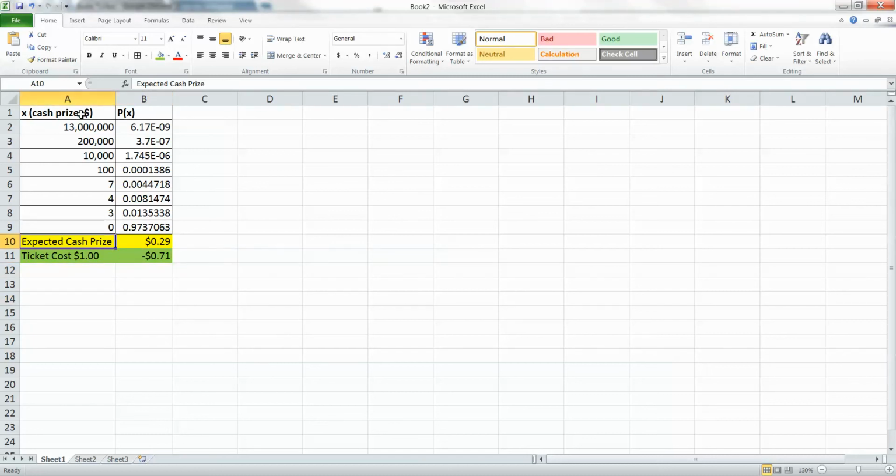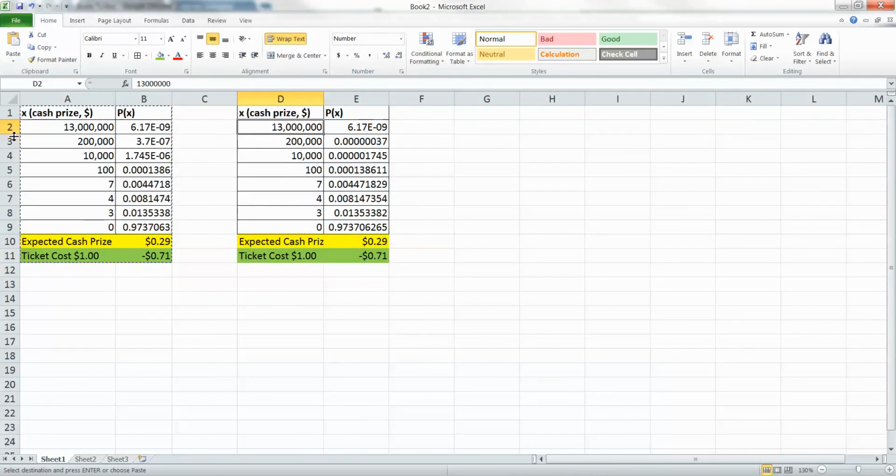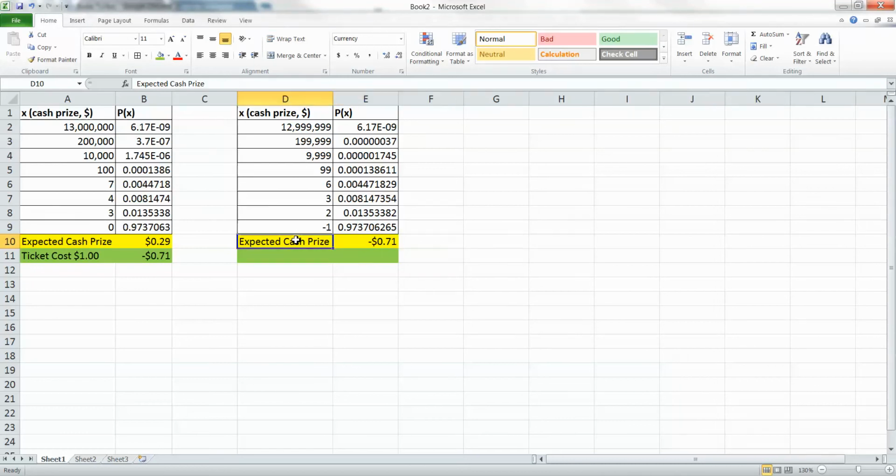The other way to figure it, which is actually pretty simple, let me copy and paste all this over. Okay, so the thing is that your profit is what your cash prize is, take away $1. So if I take 13 million, take away $1, and I do that for all of it, so minus 1 and so on. And then I don't need this part anymore because look at that. It already figured out my expected profit. But when I do that, this is no longer a cash prize column. This is a profit column.